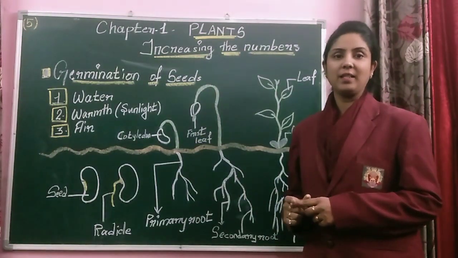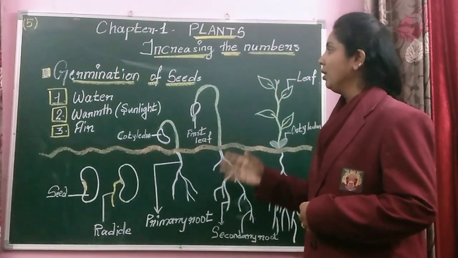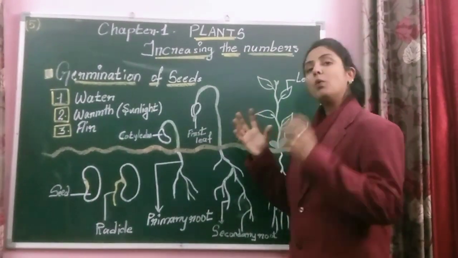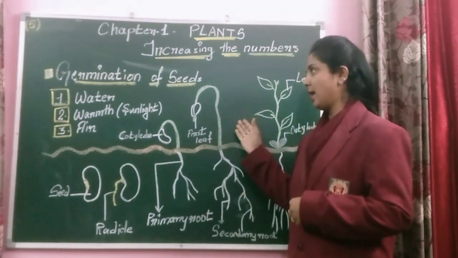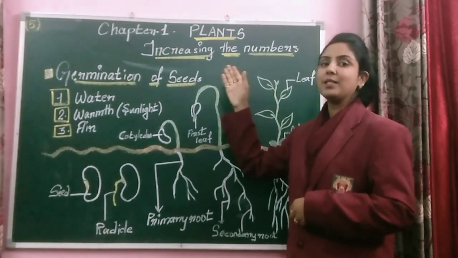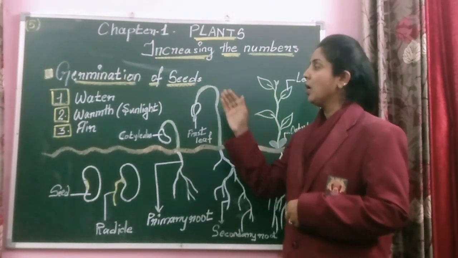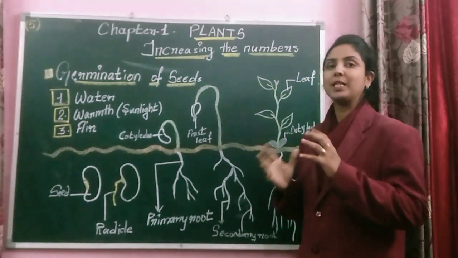As you have seen, a seed is a tiny life supporting package. Before that, we have seen the different types of seed, that is monocot and dicot. Now here we'll see how a seed will germinate, that is the germination of seed. What are the things required for the proper germination of a seed?